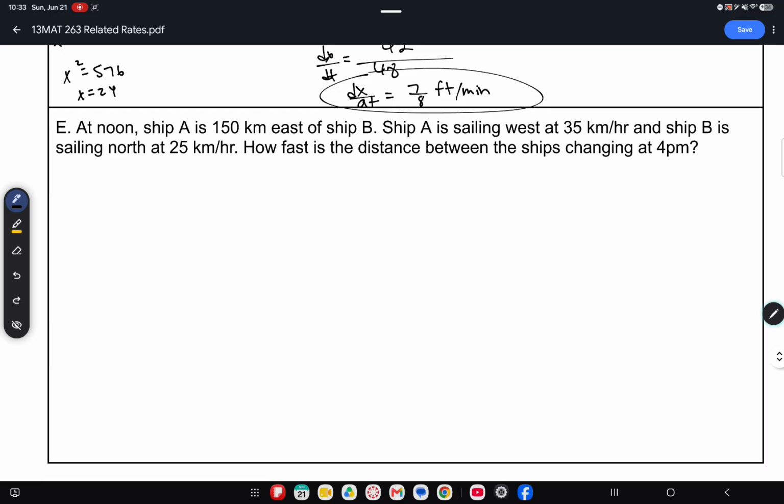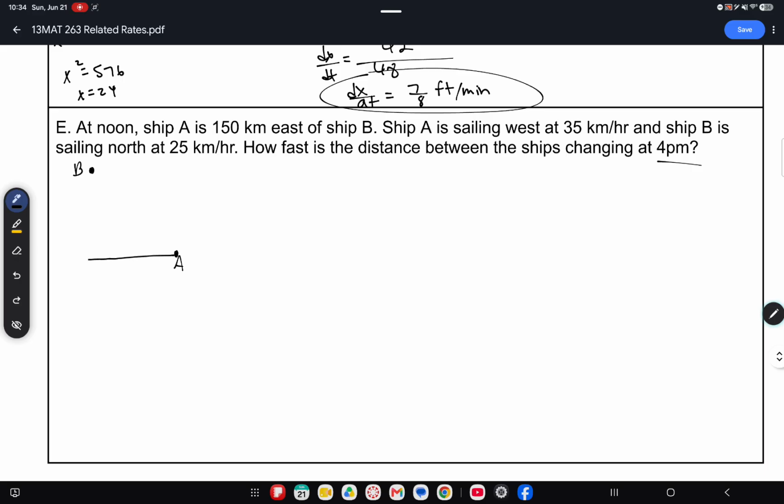At noon, ship A is 150 kilometers east of ship B. Ship A is sailing west at 35 kilometers per hour, and ship B is sailing north at 25 kilometers per hour. How fast is the distance between the ships changing at 4 p.m.? Okay, let me draw a picture. So at noon, ship A is 150 east of B. So here's ship A, and I guess we can put ship B over here.